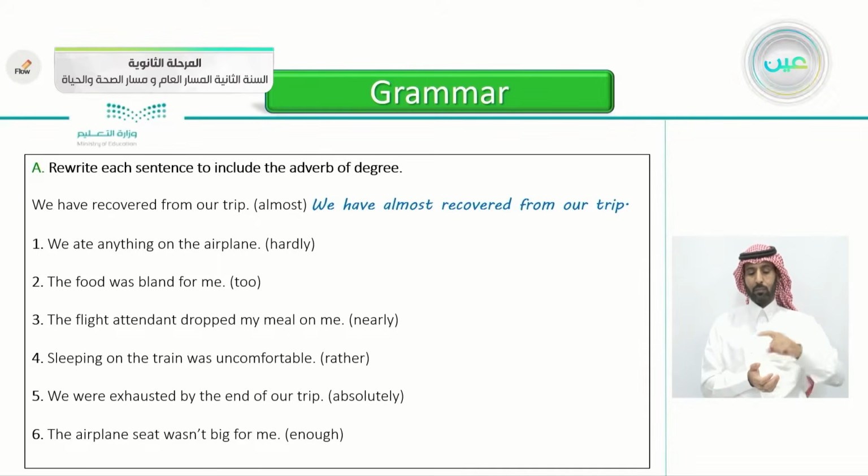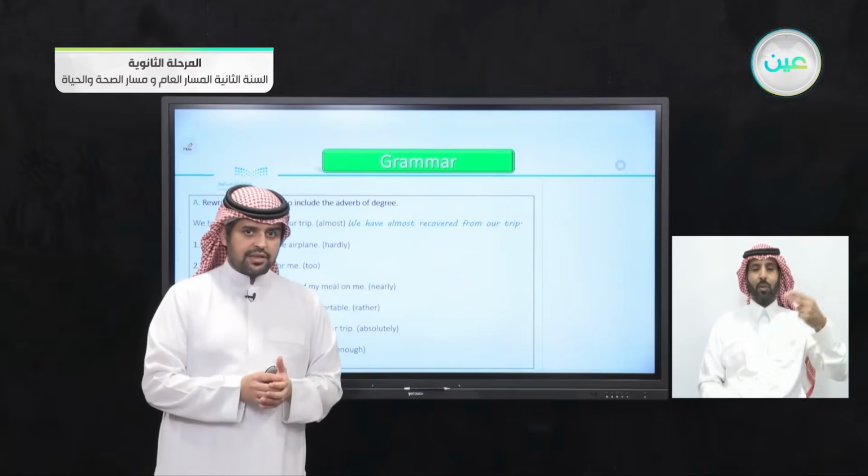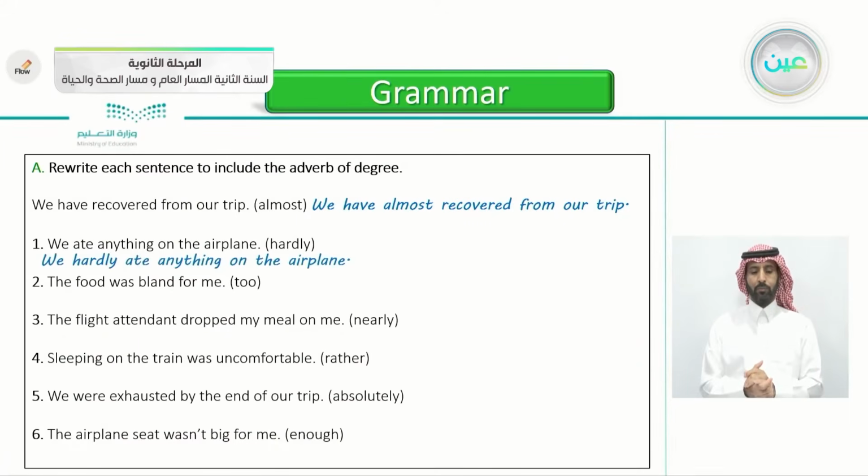Number one, we ate anything on the airplane. And here the adverb of degree is hardly. We ate anything on the airplane, and we want to add the word hardly. Okay, let's check the answer. We hardly ate anything on the airplane.